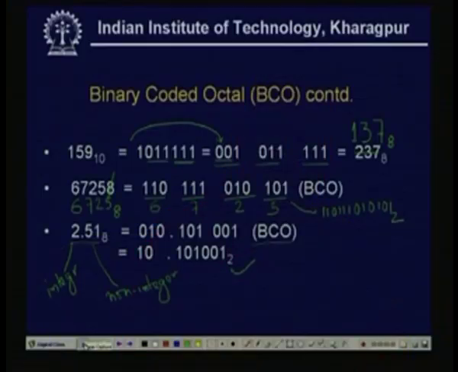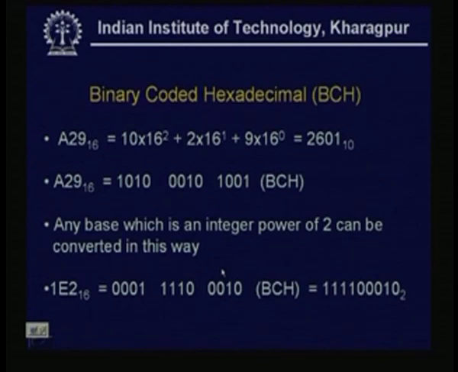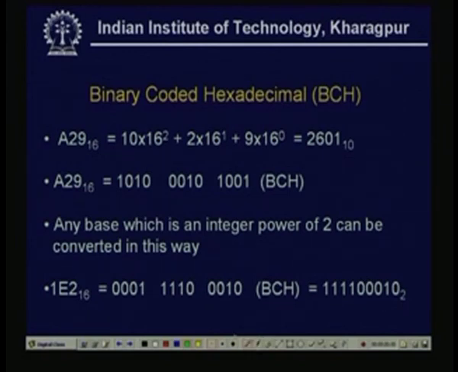So, what we can say is octal to binary, or BCO, binary coded octal to binary, and the advantage is the ease of conversion. That is why BCO is very popular. Now, the similar number system is the binary coded hexadecimal. Similar to octal, we have already read another number system, the hexadecimal number system, where the base is 16, and values from 10 to 15 are represented by A for 10, B for 11, and similarly F for 15.